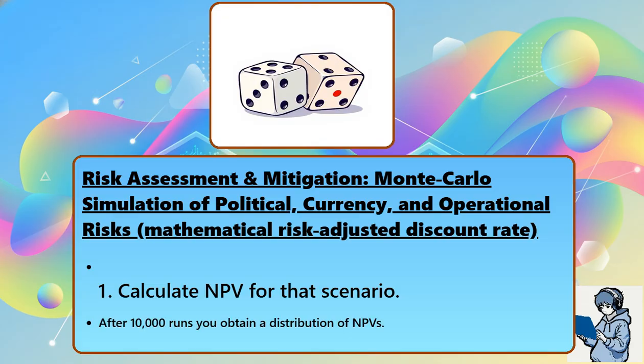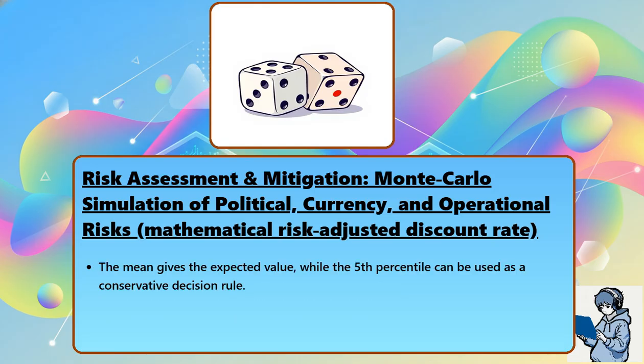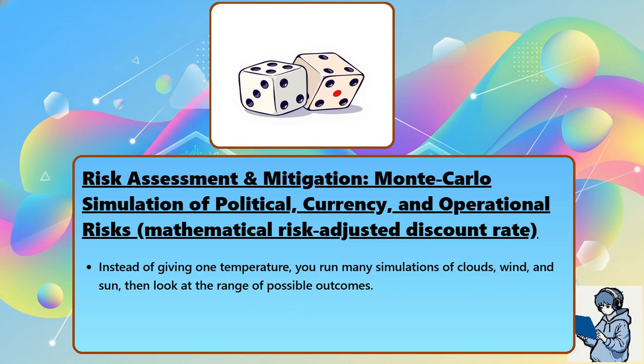After 10,000 runs, you obtain a distribution of NPVs. The mean gives the expected value, while the 5th percentile can be used as a conservative decision rule. Analogy: think of forecasting the weather. Instead of giving one temperature, you run many simulations of clouds, wind, and sun, then look at the range of possible outcomes. The same idea helps you see the range of possible investment returns.